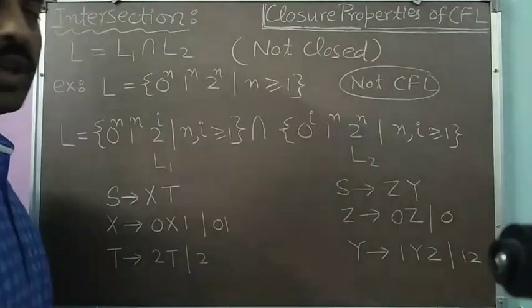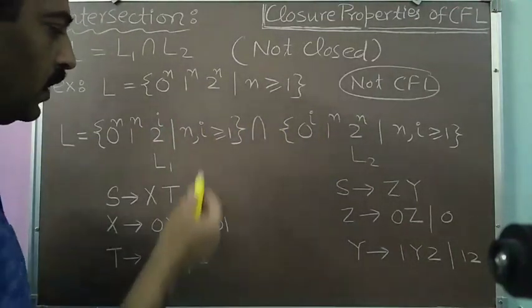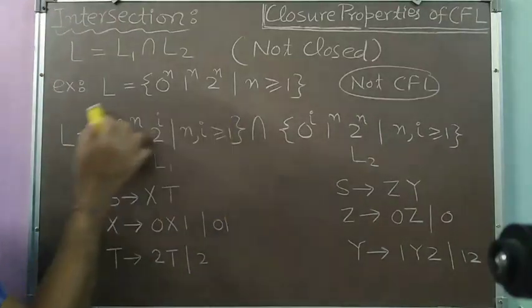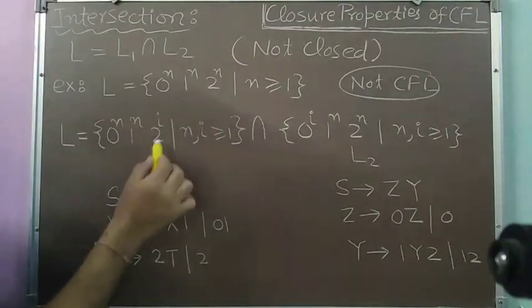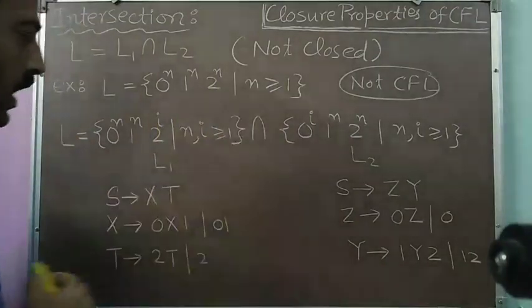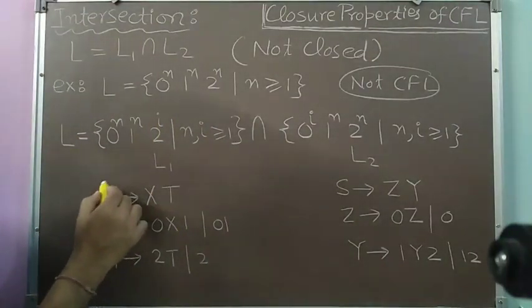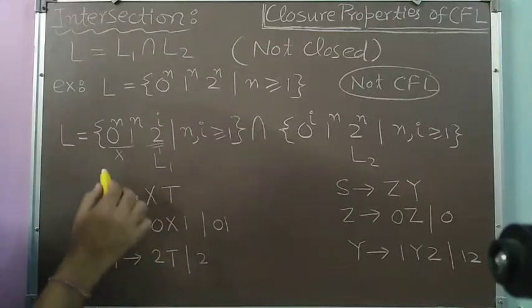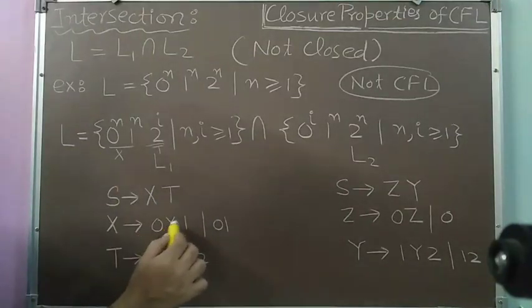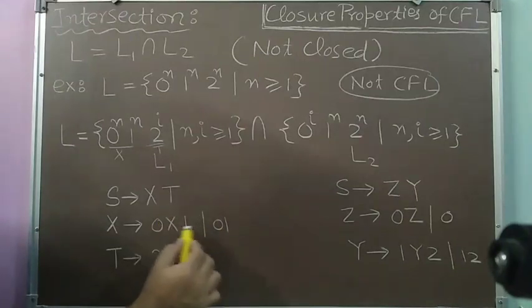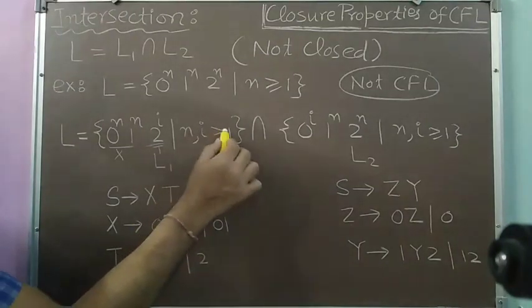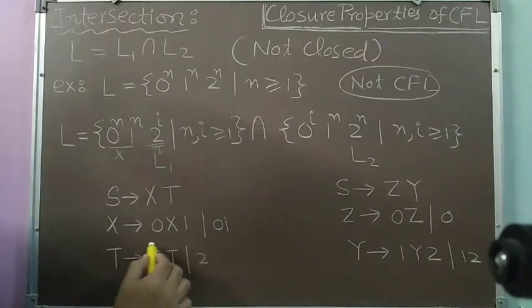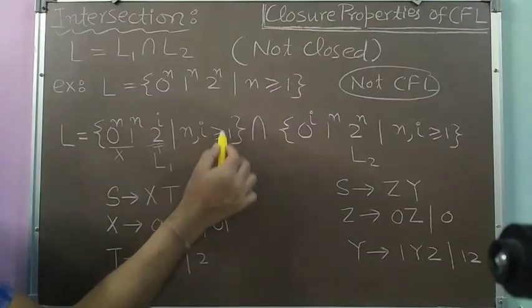Now these two languages both are context-free languages. This we have already seen. We have made a grammar corresponding to it. If we want to form a context-free grammar for the language where the number of zeros and ones are equal, then we will form it in the form of S → XT. So this we will generate through X, and this we will generate through T. Through X we will generate 0X1 any number of times, and then ultimately replace X by 01, because n is greater than or equal to 1. Then from T we will generate 2T any number of times, and then we will replace T by 2, because i is greater than or equal to 1.